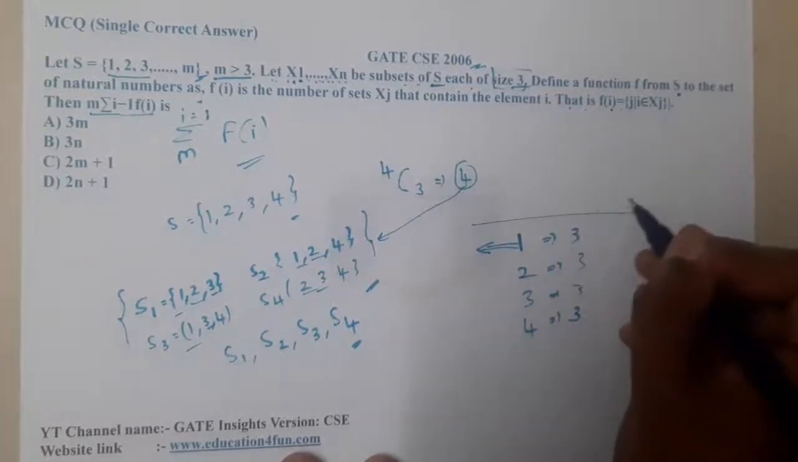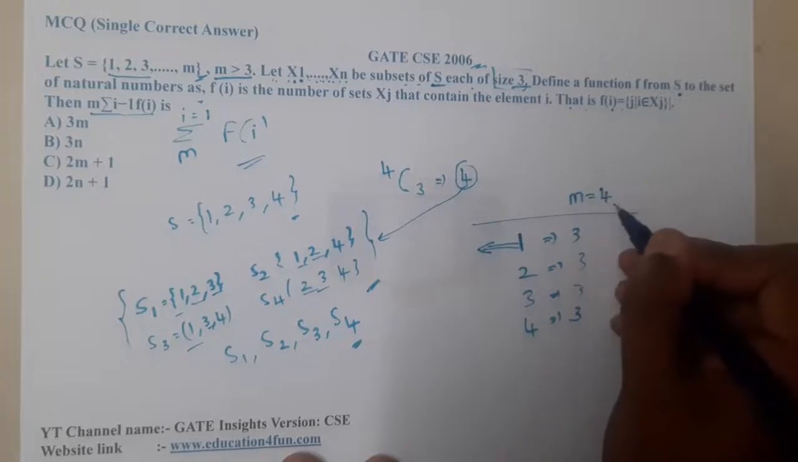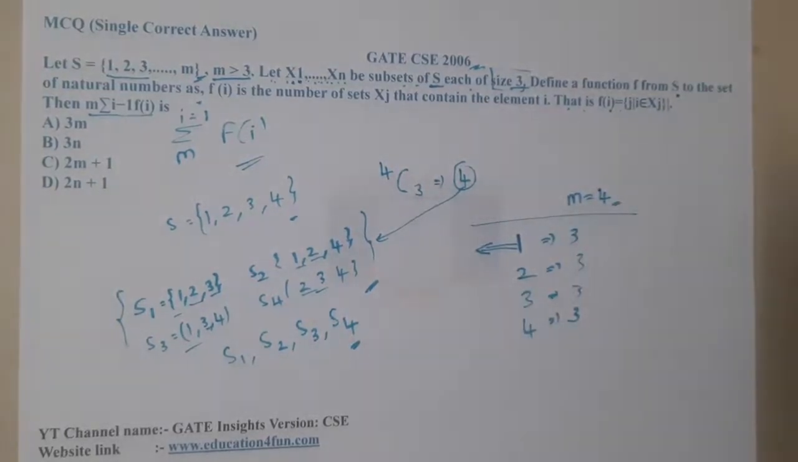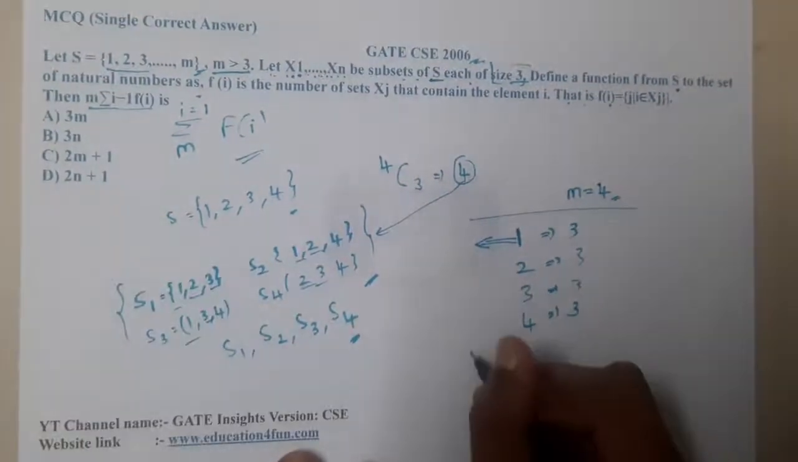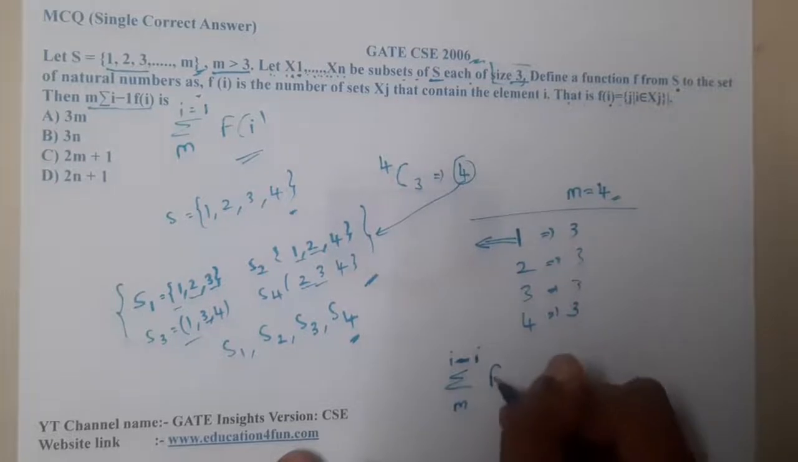So in this example we took m equal to 4. Now what they are saying is the sum from i equal to 1 to m of f of i.